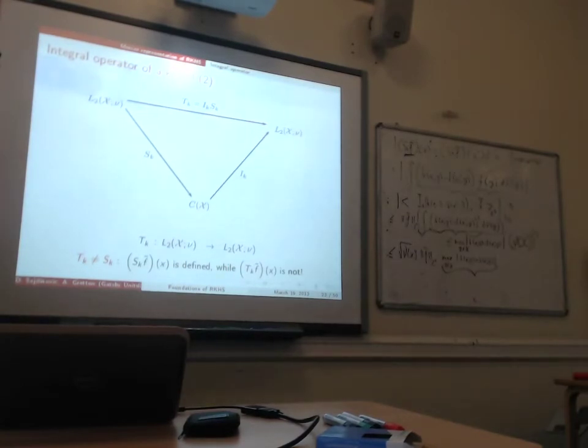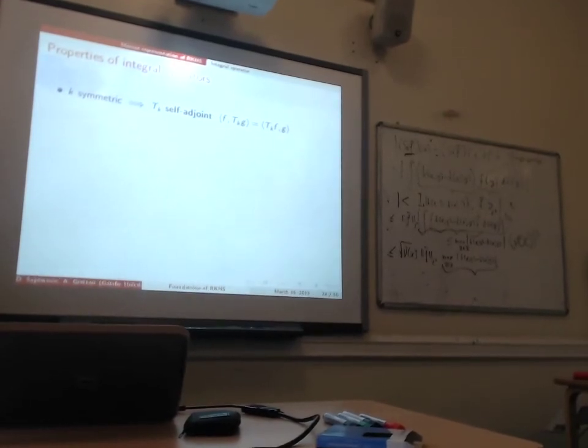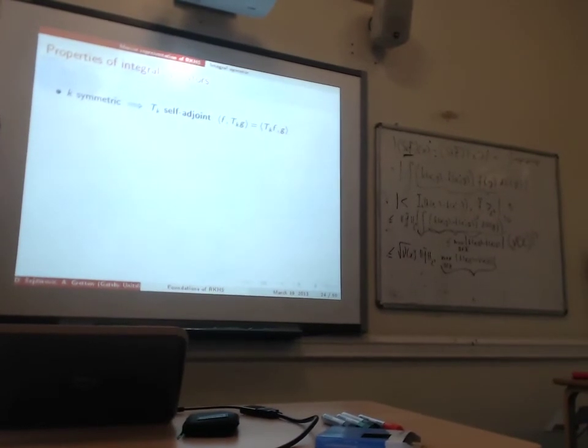Okay? And so now, why do we care about this TK? We want to set the stage in order to, using this TK, interpret the kernel and its associated RKHS in a particular way.